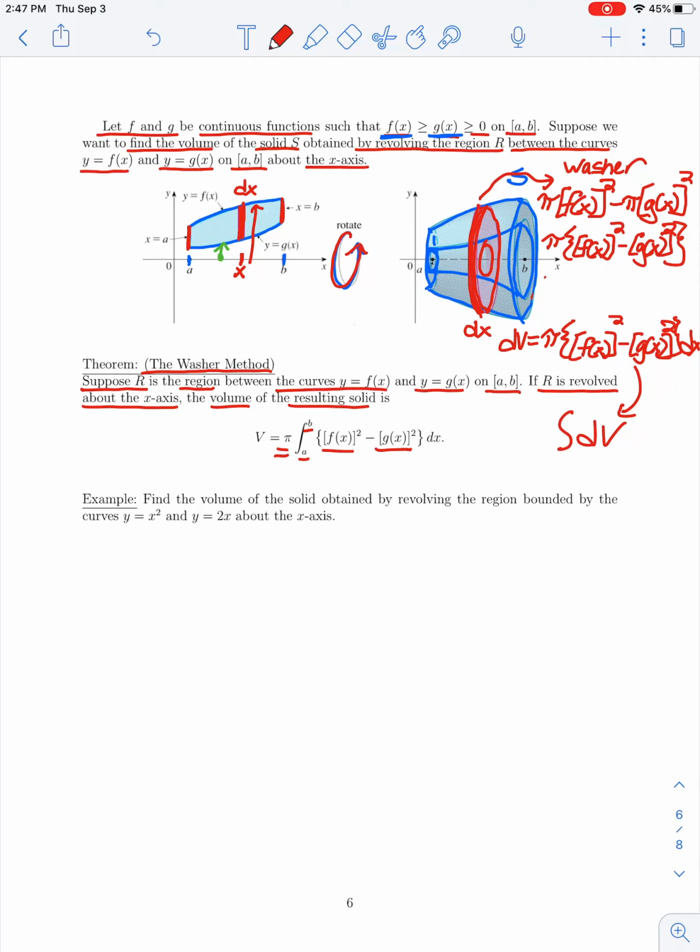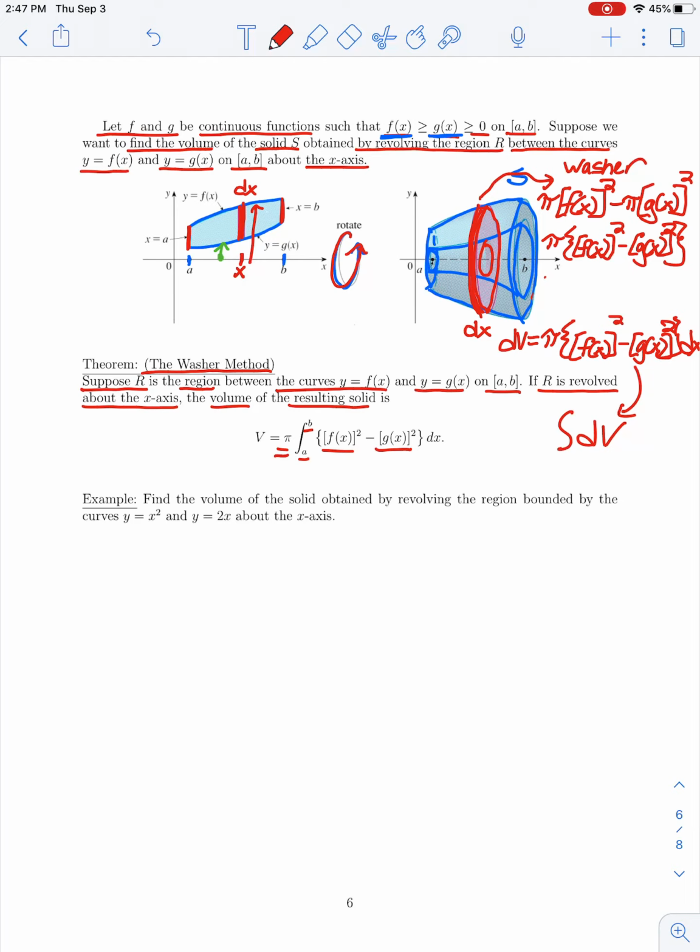So in our next example, we're told to find the volume of the solid obtained by revolving the region bounded by the curves y equals x squared and y equals 2x about the x-axis. So my first step in this problem, much like we were doing for the method of cross-sections or the disk method, would be to sketch my region of interest. Usually it helps to sketch your region, to visualize what method you're going to use and determine your limits of integration.